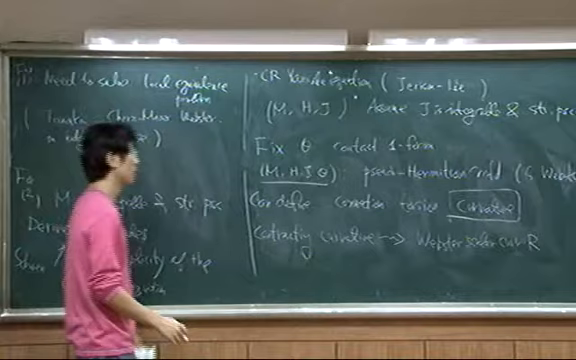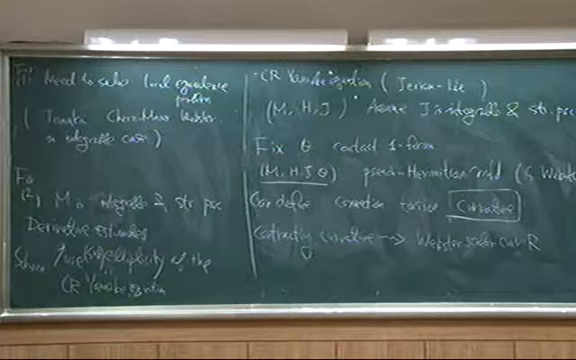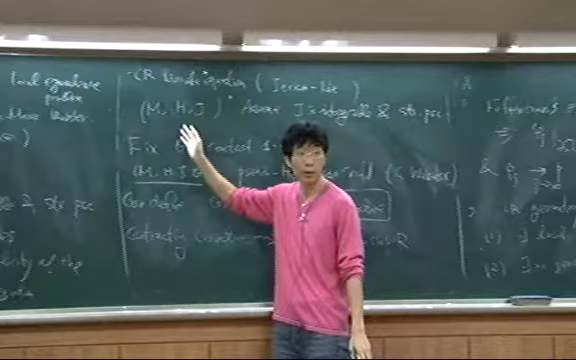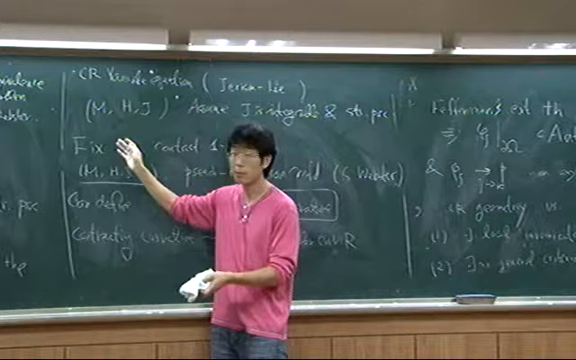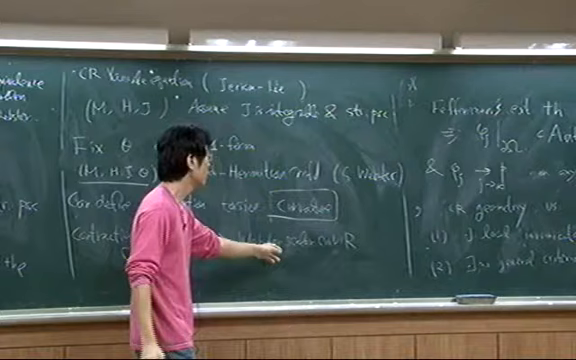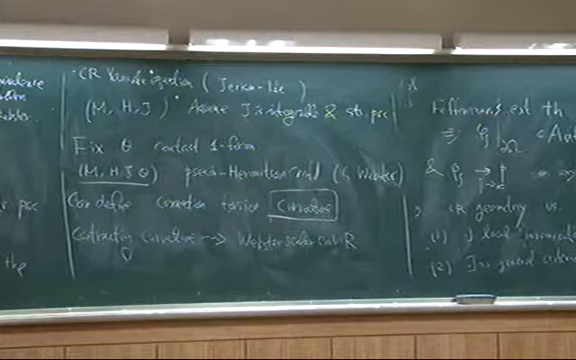That's the point. Actually, we can choose another contact form theta, right? When you consider another contact form, it must be a positive multiple of theta. So it's conformal? Yes, right. And the conformal transformation follows some kind of equation. It's called the CR Yamabe equation.